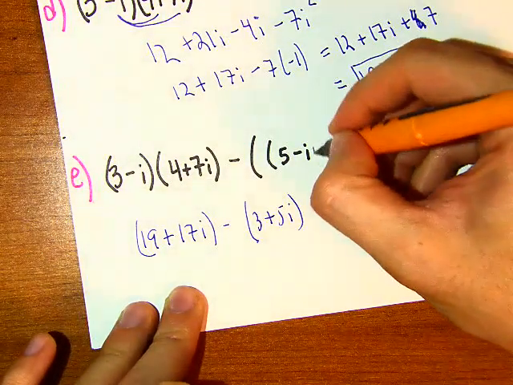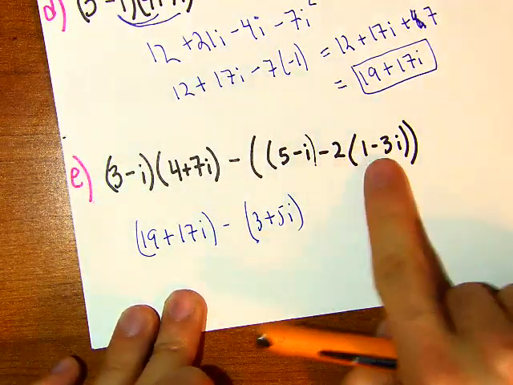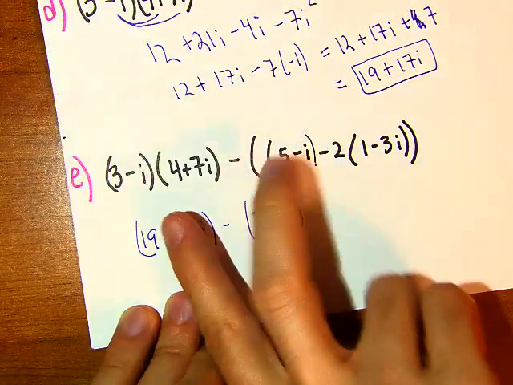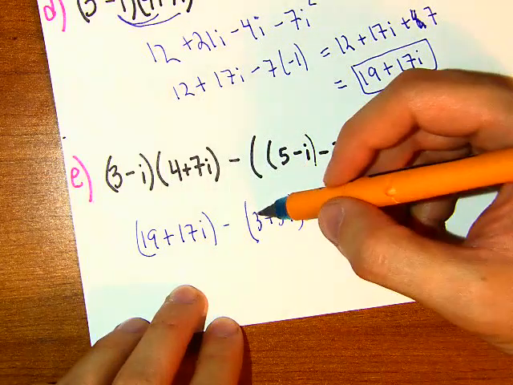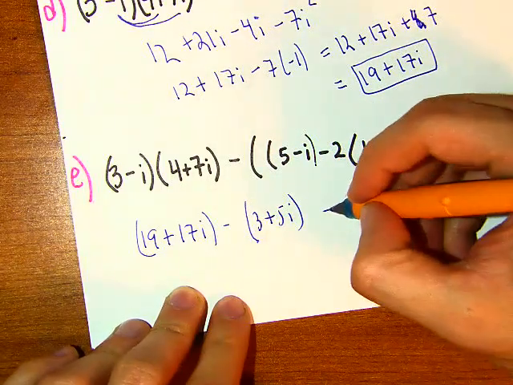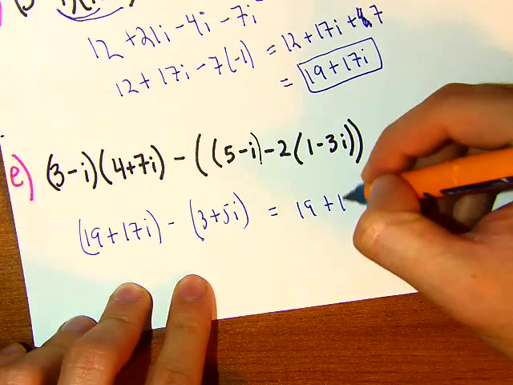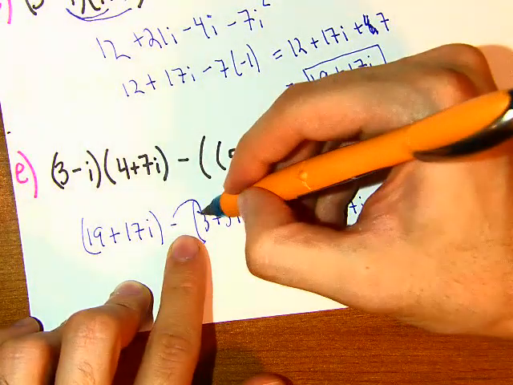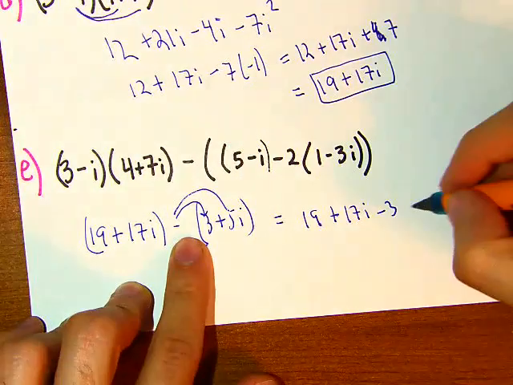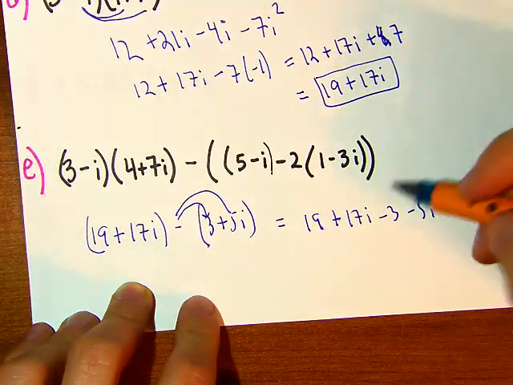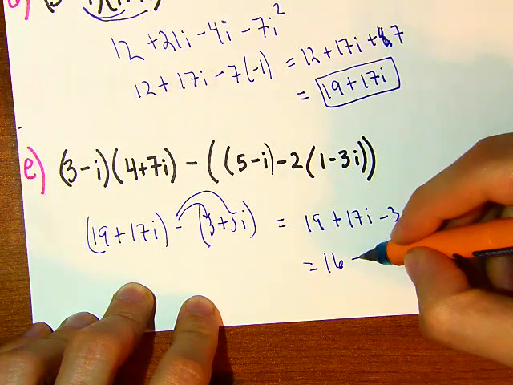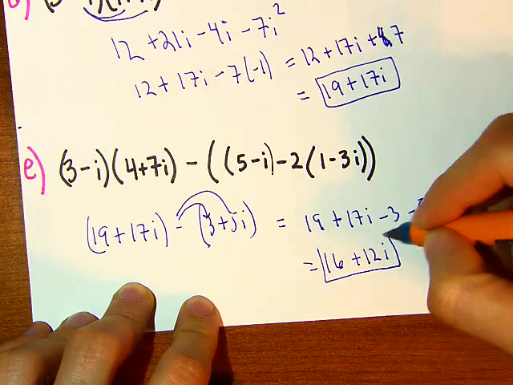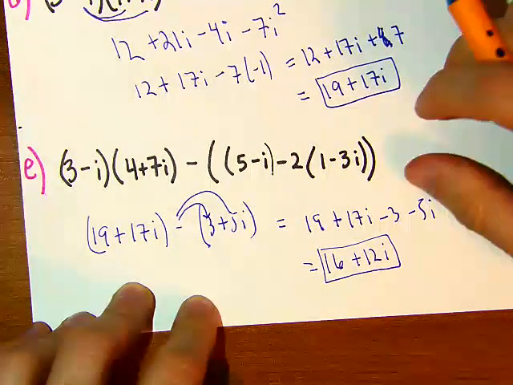Oh, whoops, there's a mistake here. There should be a parentheses here. Okay, we already solved this question. Now they're just saying, take the answers from both those two questions and just subtract it. So you have to do what? You have to distribute that minus 3. So this becomes 19 plus 17i minus 3 minus 5i. Yeah? And now 19 minus 3, that's equal to 16. And 17i minus 5i is plus 12i. Okay, so we're done with question 2.